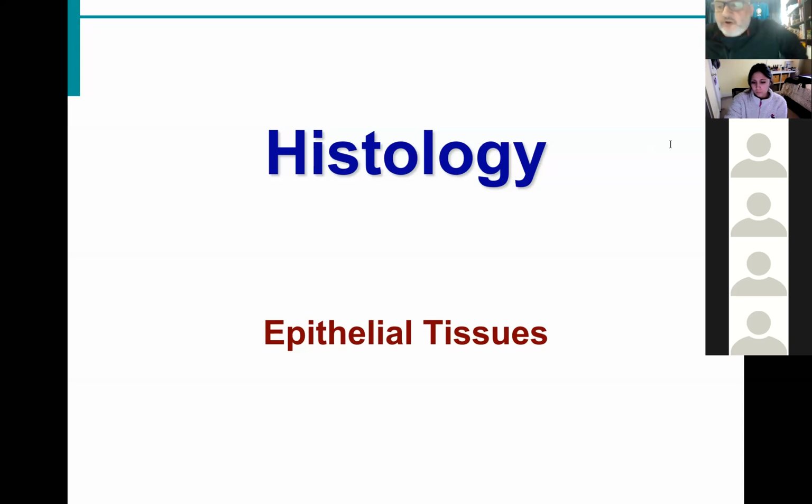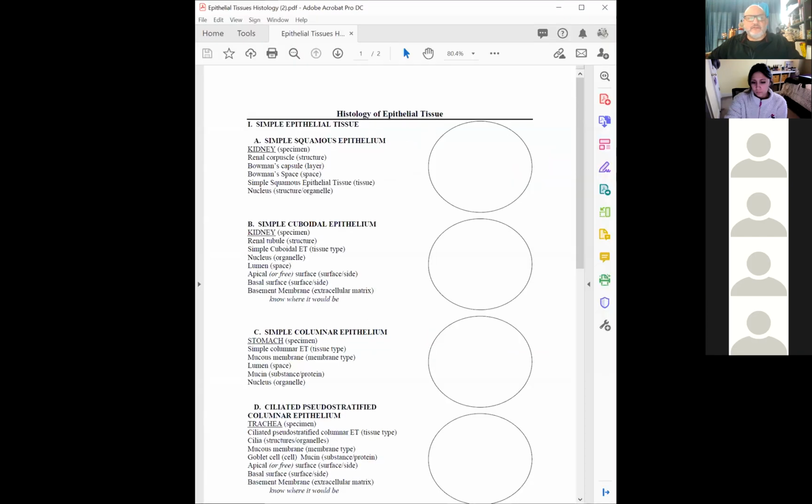Let's go ahead and get started. What you should have in front of you is something that looks a little like this. This is your study guide for the lab exam, and it's going to be somewhere between 1/4 and 1/3 of your next lab exam, because we also have connective tissues, we also have the skin, and there's some overlap.